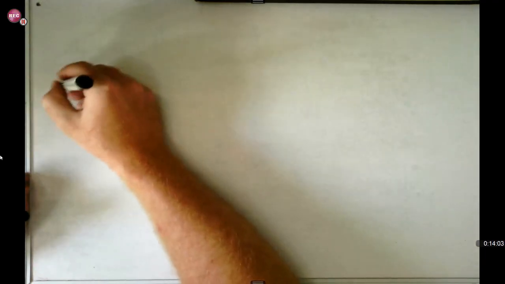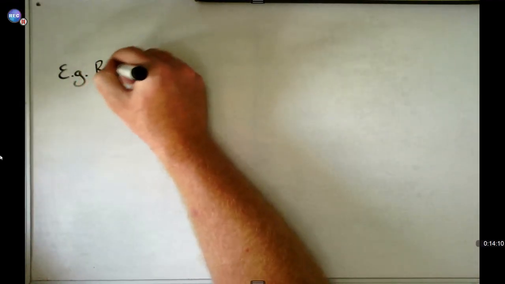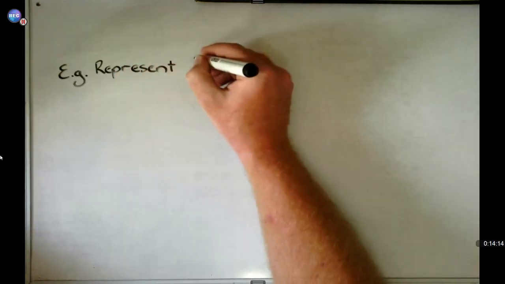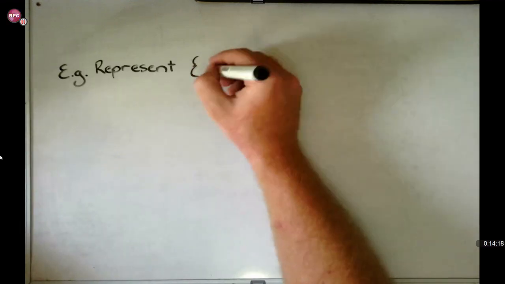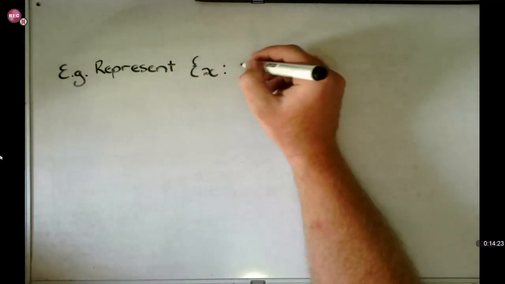So our next set builder notation question looks as follows. Okay? So it says represent, and here is your set builder notation. So we're going to use the variable x. Okay? Then here's our restriction.